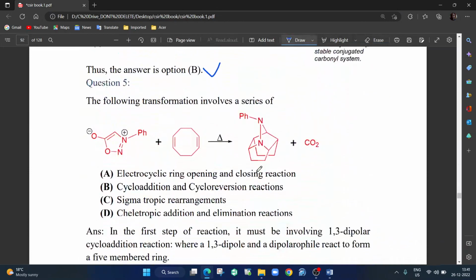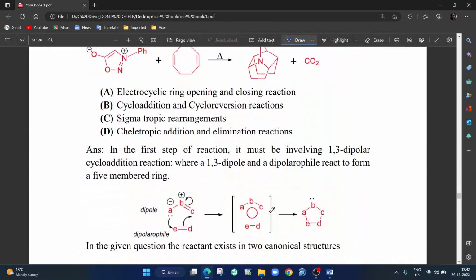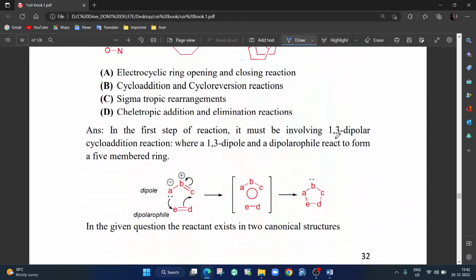Okay, next question. The following transformation involves a series of, so it says these are the things, tell us what is the series of reactions. So is it electrocyclic ring opening and closing, cycloaddition and cycloreversion, sigmatropic rearrangement, or cheletropic addition and elimination reaction? So the first step is actually a 1,3 dipolar cycloaddition reaction.